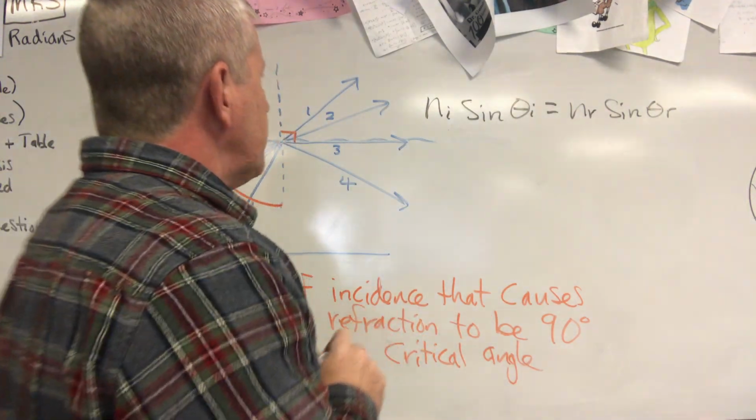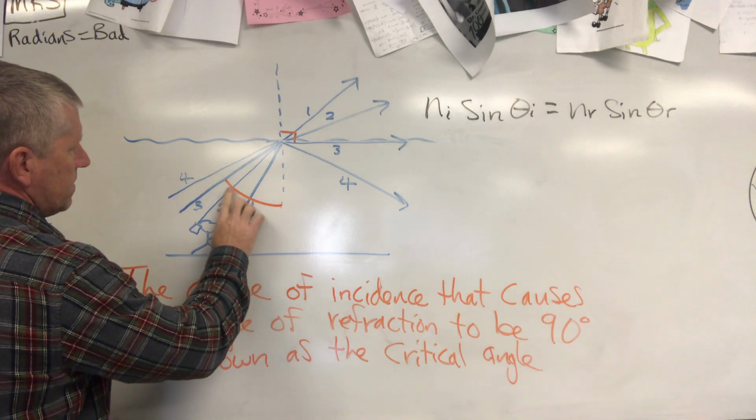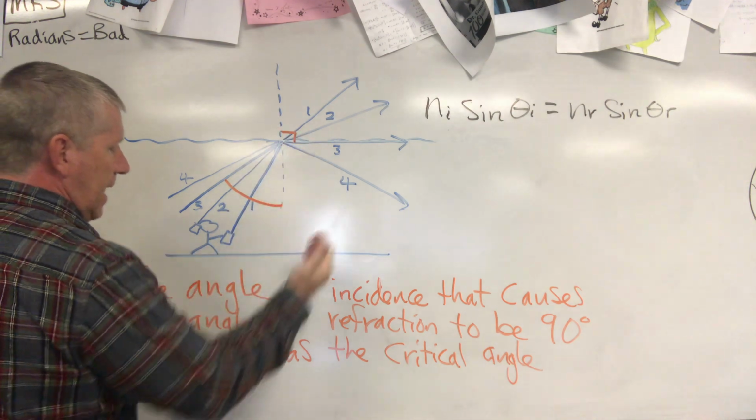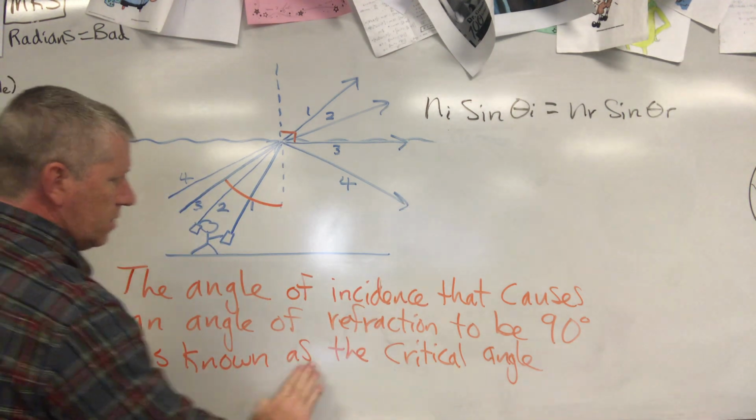So Snell's law says Ni sine angle I equals Nr sine angle R. Okay, you use that. We're good with that, right? Okay, so let's see. This angle here, the angle of incidence which causes an angle of refraction to be 90, is known as the critical angle.